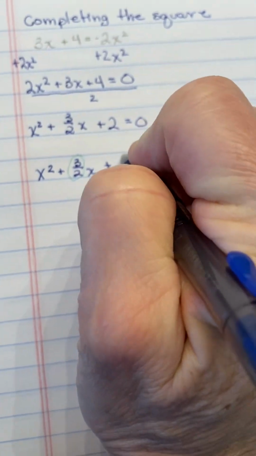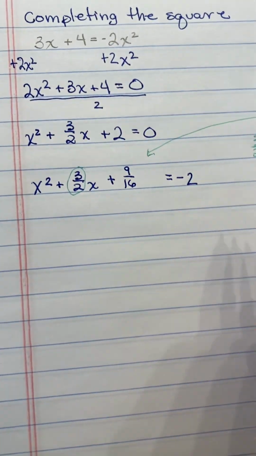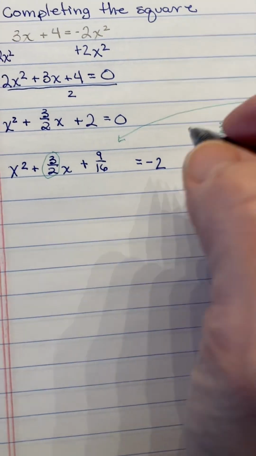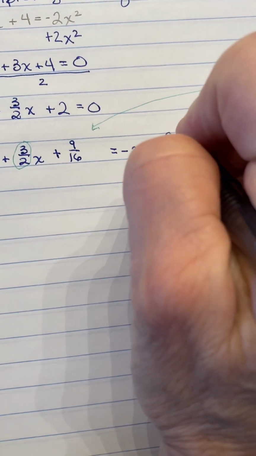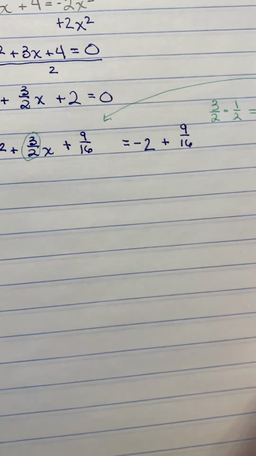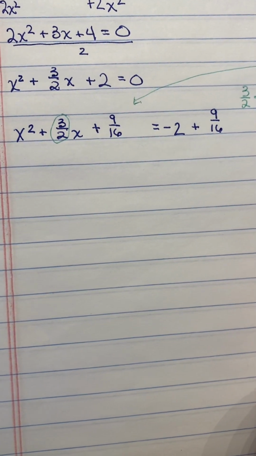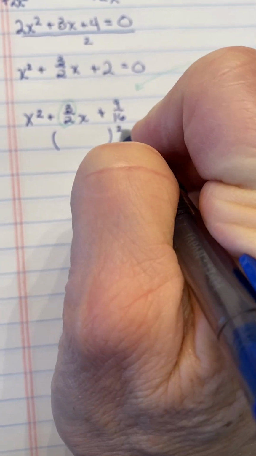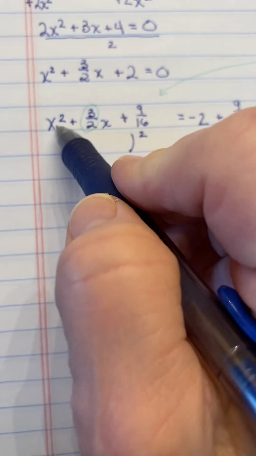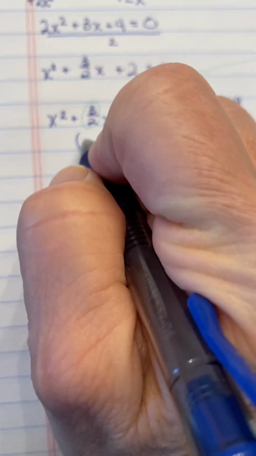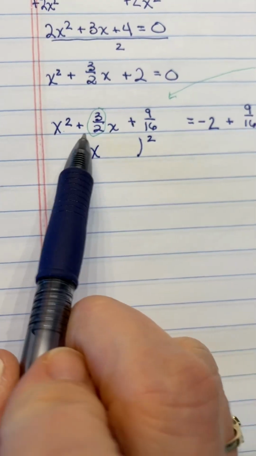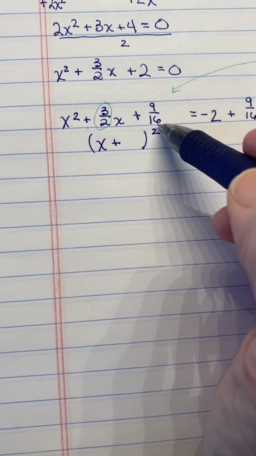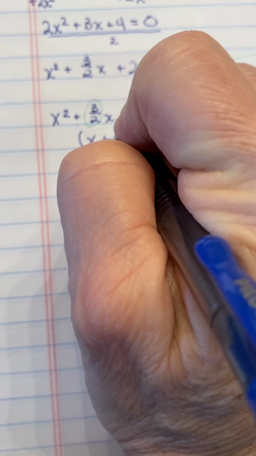So I'm going to add in 9/16. But in an equation, I just can't go adding in a number on one side unless I add it to the other side. Okay, there we go. And now we're ready to factor. So I'm going to write this as a perfect square. I take the square root of this front term, which is x. I look at the middle sign, that's my sign here, and I take the square root of this, which is 3/4.